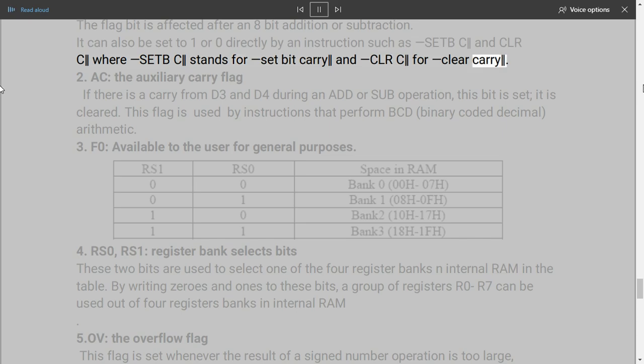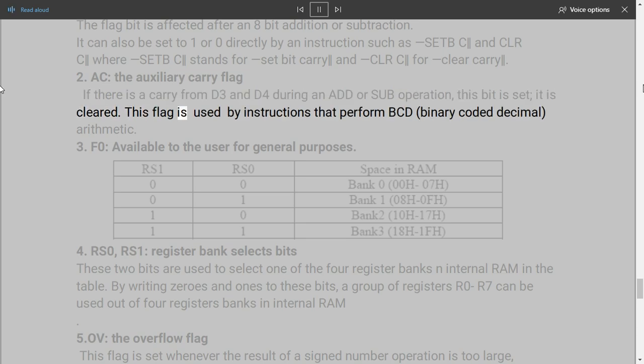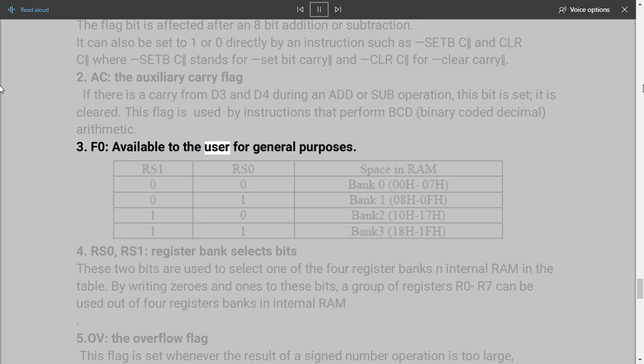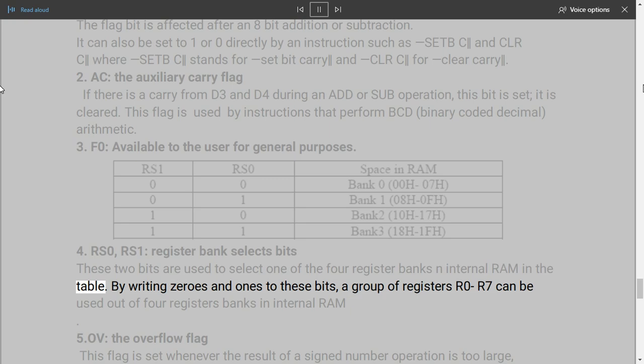2. AC, the auxiliary carry flag. If there is a carry from D3 to D4 during an ADD or SUB operation, this bit is set; otherwise, it is cleared. This flag is used by instructions that perform BCD, binary coded decimal, arithmetic. 3. F0, available to the user for general purposes. 4. RS0, RS1, register bank select bits. These two bits are used to select one of the 4 register banks in internal RAM. By writing zeros and ones to these bits, a group of registers R0 to R7 can be used out of the 4 register banks in internal RAM.